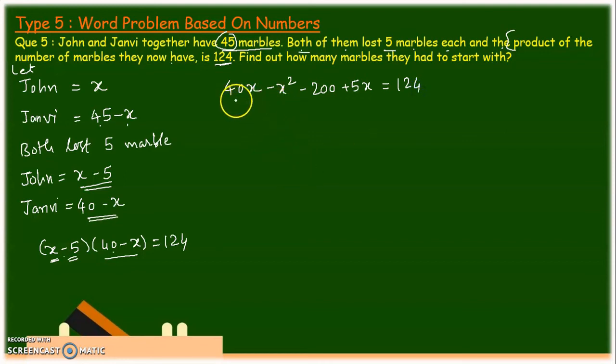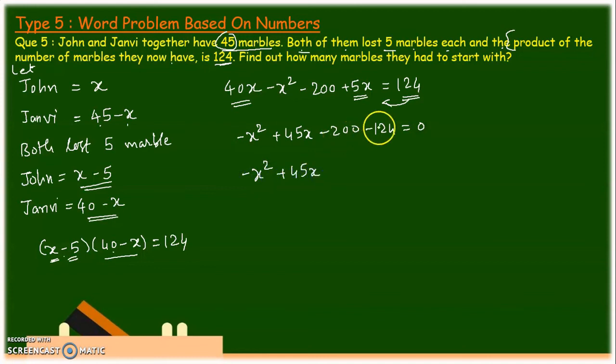So on further simplification, 40x plus 5x will be 45x. So this is minus x square plus 45x minus 200, and if you take this 124 to this side, it becomes minus 124 equal to 0. So this is minus x square plus 45x minus 200 minus 124, that is minus 324 equal to 0. Or if you take minus common from this, then minus x square becomes plus x square, plus 45x becomes minus 45x, and minus 324 becomes plus 324 equal to 0.